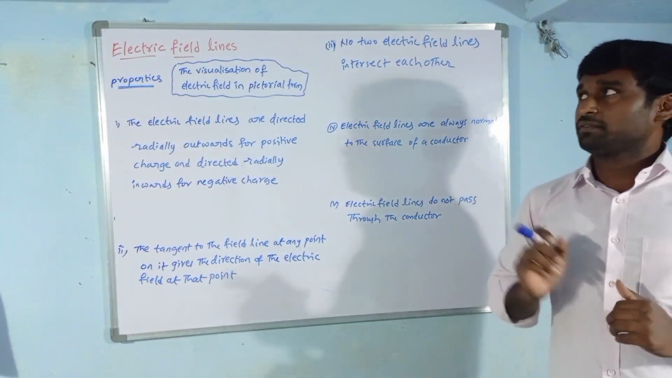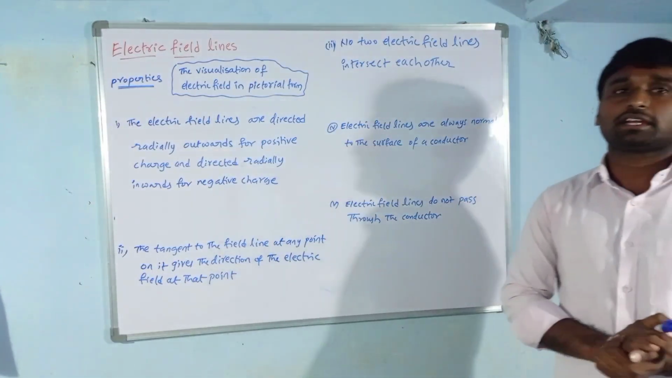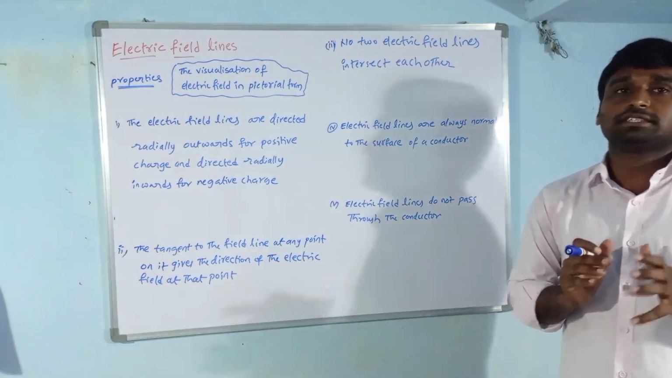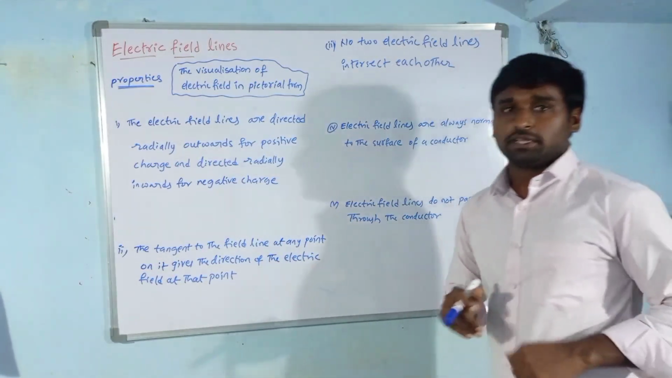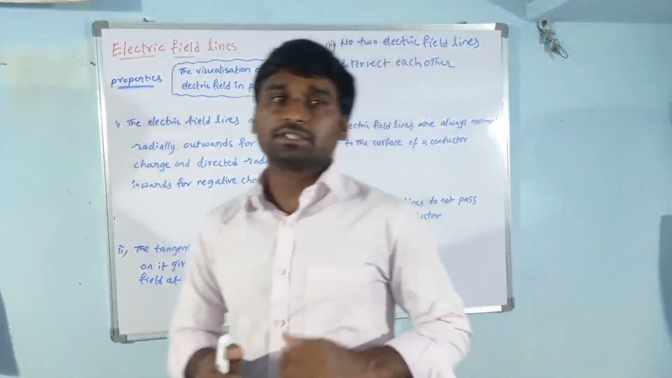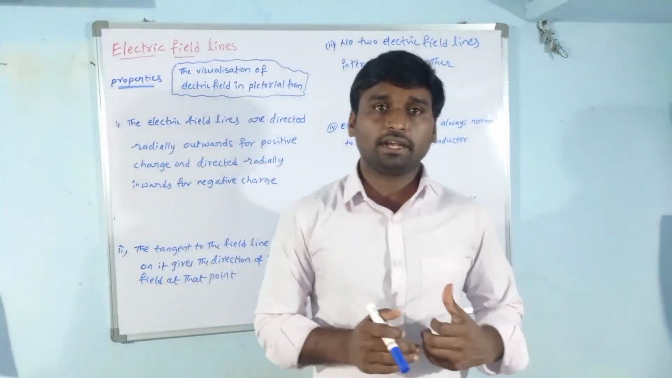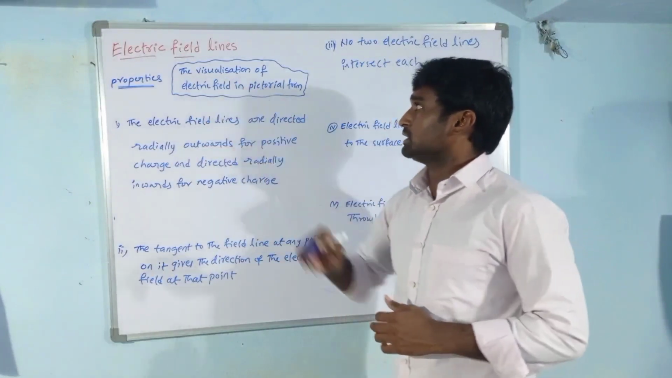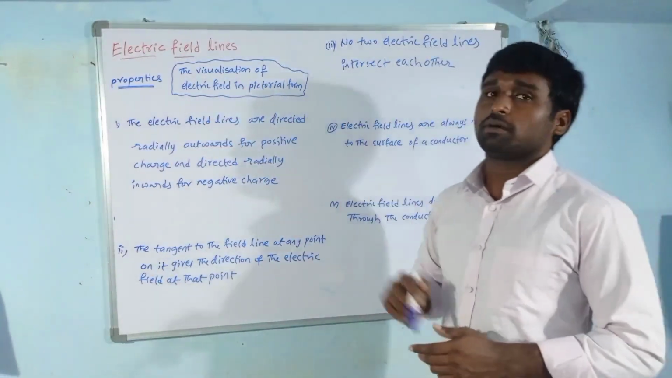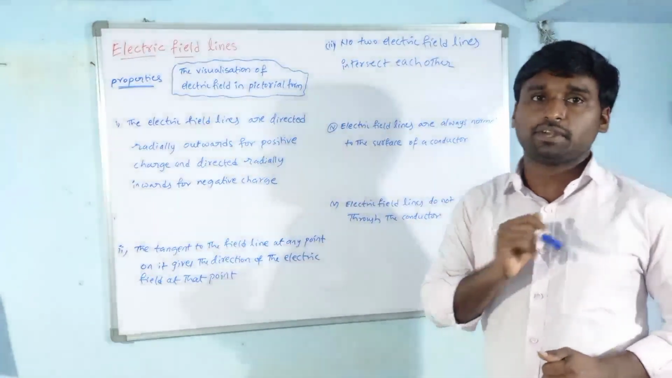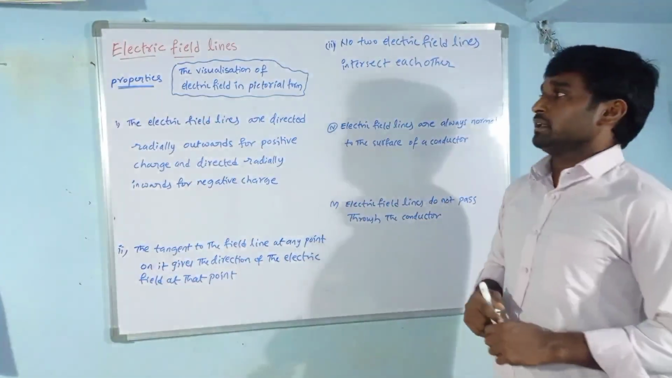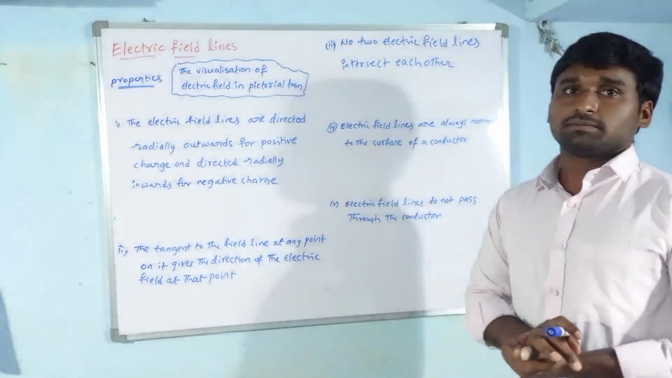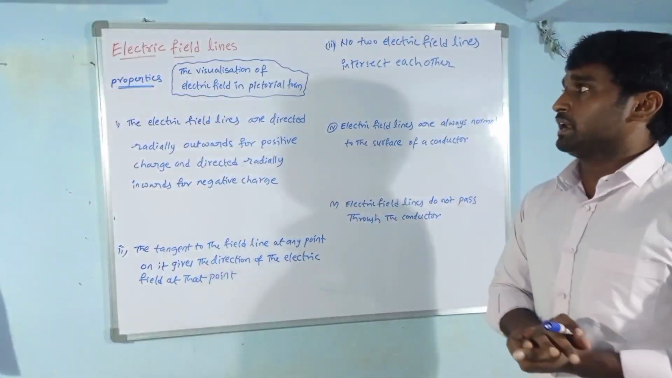So what are electric field lines? That is the visualization of the electric field in pictorial form. Electric field lines are a pictorial representation of the electric field. The visualization of the electric field in pictorial form represents electric field lines. Next we will see some of the properties of electric field lines.